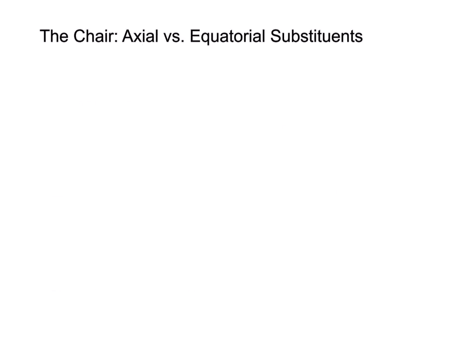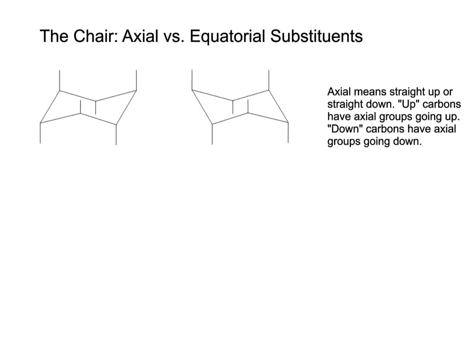A discussion of the chair would not be complete without talking about axial versus equatorial substituents. Again, usually we start by talking about the hydrogens that are bonded to each of the carbons, but for visual purposes, I prefer, again, to use methyl groups. So first, we're going to talk about axial. Axial means that the substituent is going straight up or straight down. Up carbons have axial groups going up. Down carbons have axial groups going down. So feel free to look at those 2 versions of the molecule, and you can see what I mean when I say up carbons have axial up and down carbons have axial down.